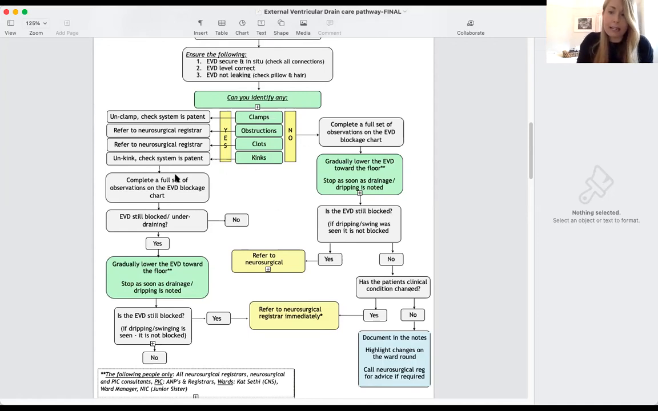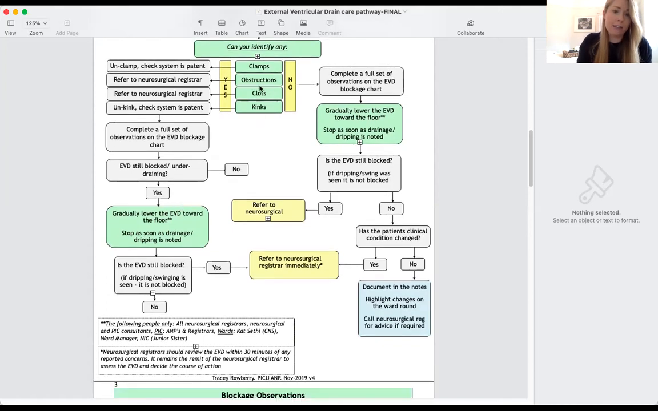We're going to complete a full set of neurological observations on the patient, and if you can't identify any of these things and it's still just not draining, what you're going to do is gradually lower it to the floor. As soon as you start to see drainage, or you can see CSF gently swinging within the tubing with respiration, you know that your EVD is not blocked. Because if it was blocked, you would have no drainage and no swing at all. So you can be much more confident that it's not blocked. It's probably just tailing off.